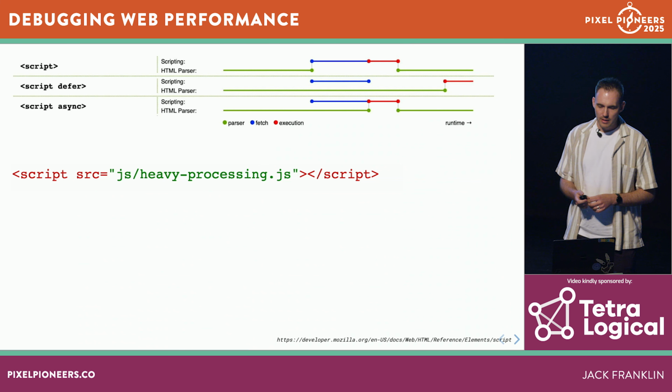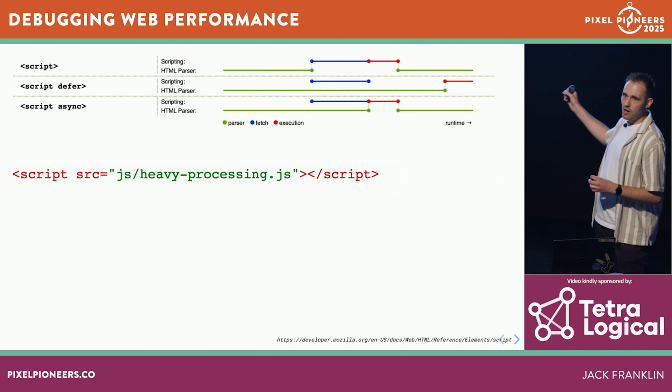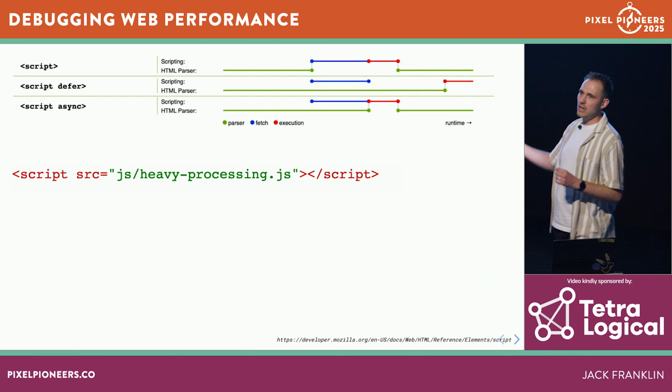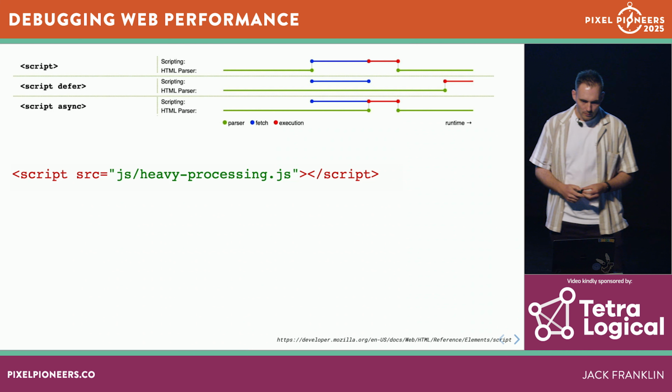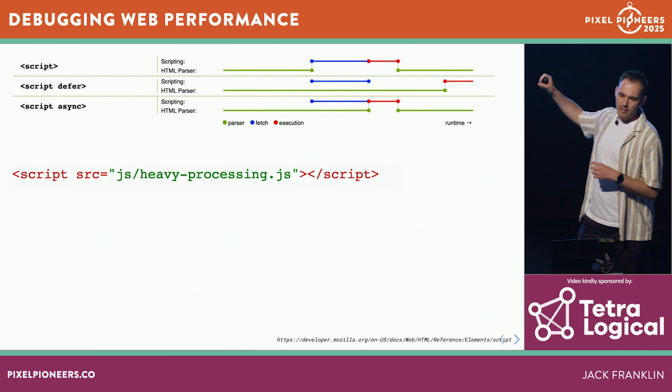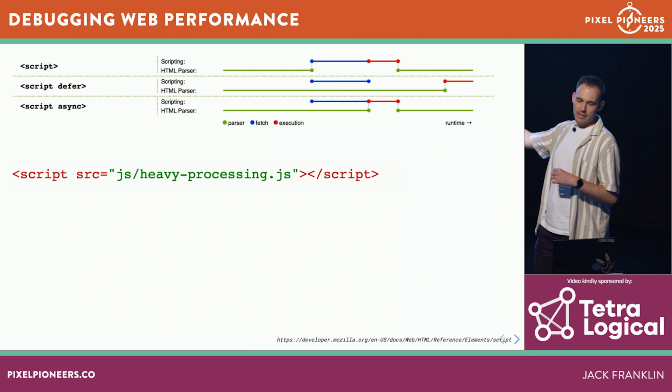So in this diagram, the green line is sort of the browser parsing our page. This is important. We don't want to disturb this because this lets the browser go through all the HTML and really get things onto the screen. A regular script tag, as you can see, pauses to fetch the script from the network and then pauses again, the red line, to run that script.